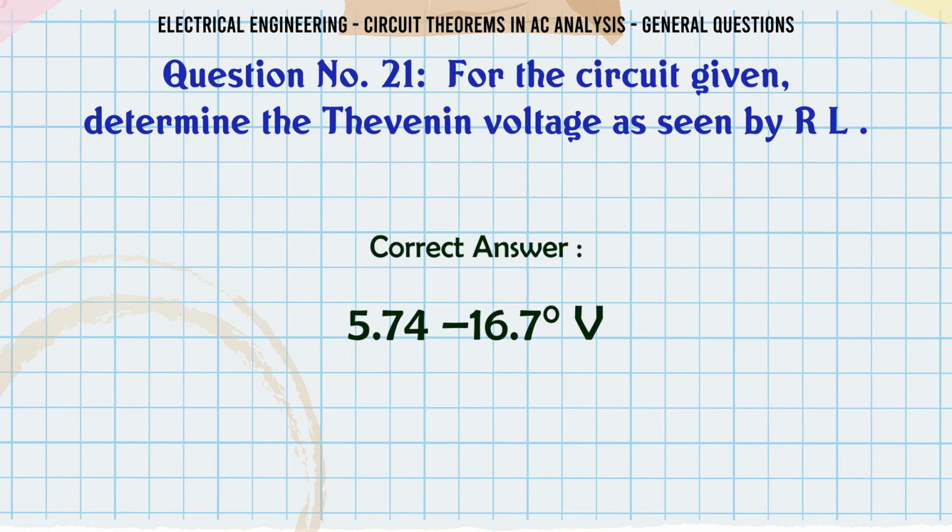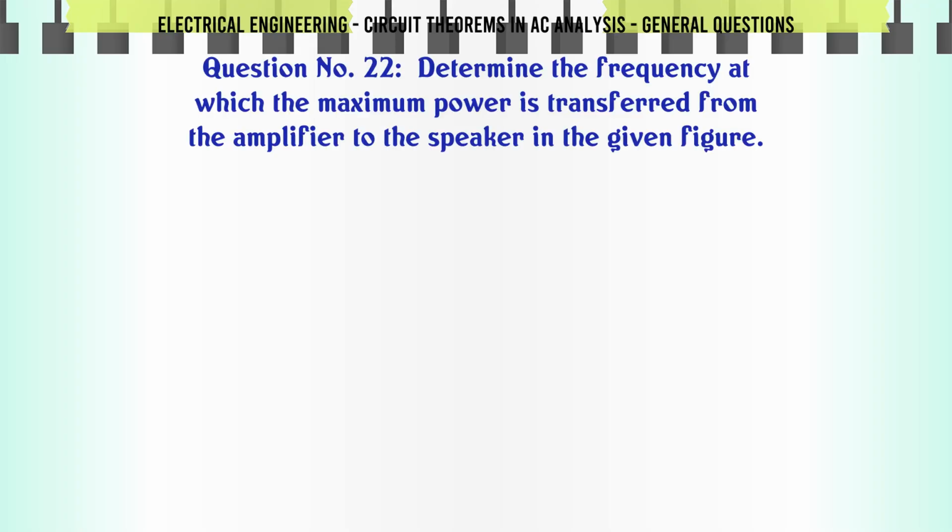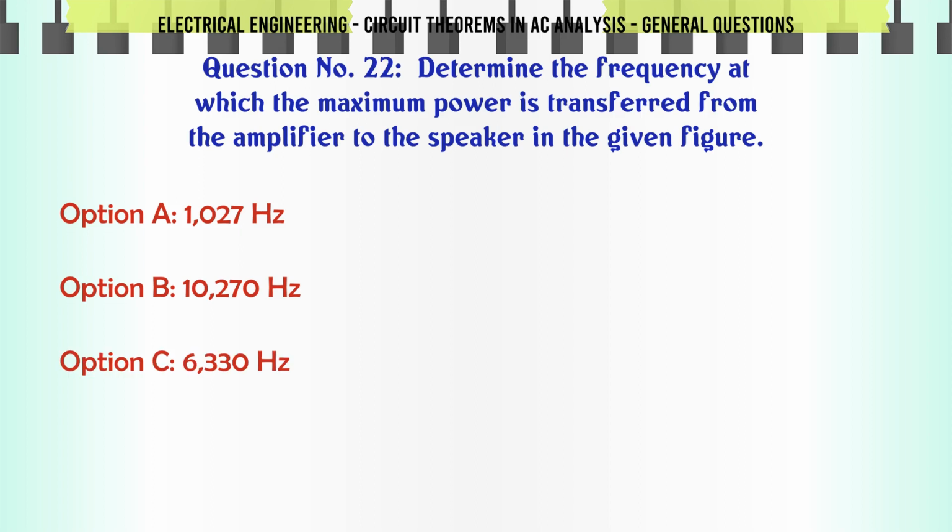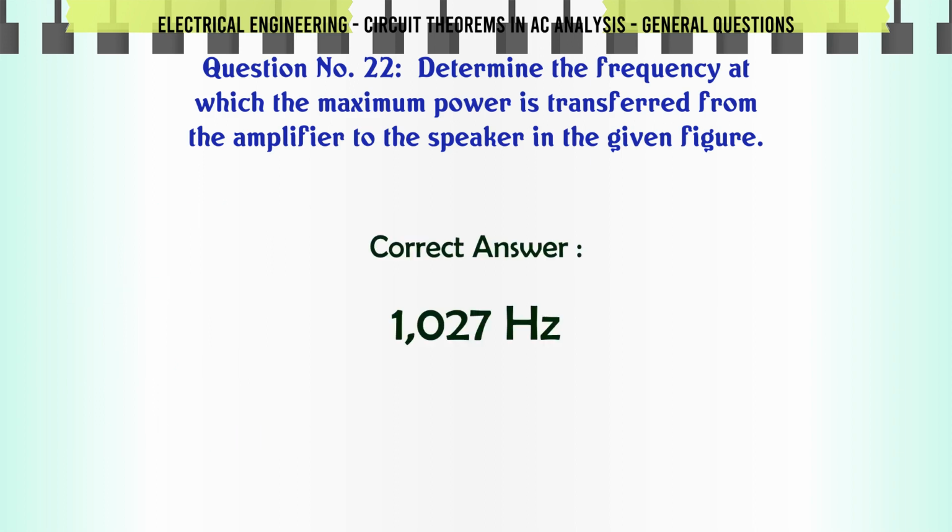Determine the frequency at which the maximum power is transferred from the amplifier to the speaker in the given figure. A: 1027 Hz. B: 10270 Hz. C: 6330 Hz. D: 63,330 Hz. The correct answer is 1027 Hz.